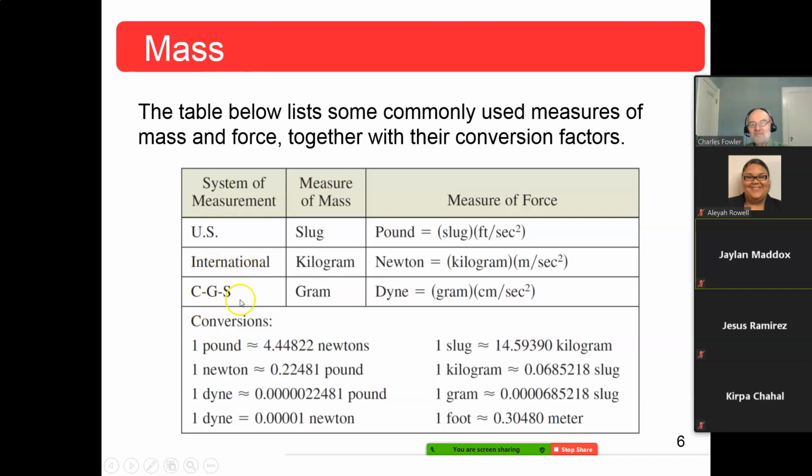This is the CGS system, centimeter gram system. So that would be a gram centimeter per second squared. Second doesn't change, it's the same. Okay? You don't need to know those, but there they are.